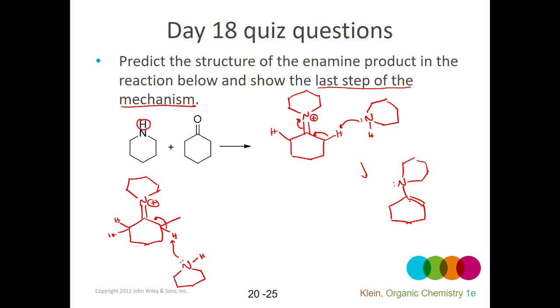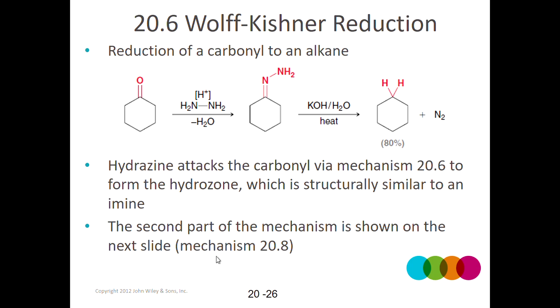And so I'd form an enamine product there. Likewise as well down here. All right, so that forms a basis for a new reaction called the Wolff-Kishner reaction. The first part of the Wolff-Kishner reaction is basically exactly what we just talked about. Taking a carbonyl carbon, adding an amine, except in this case the amine is bonded to another nitrogen.